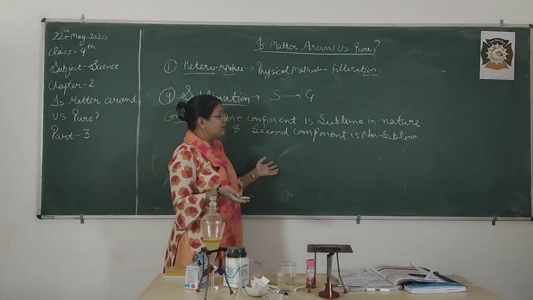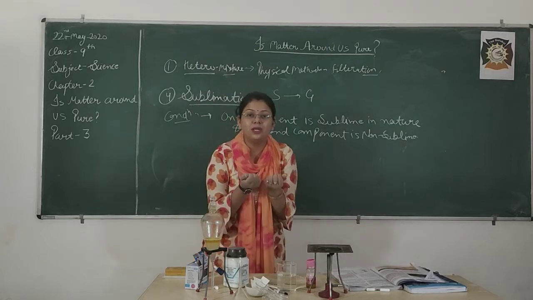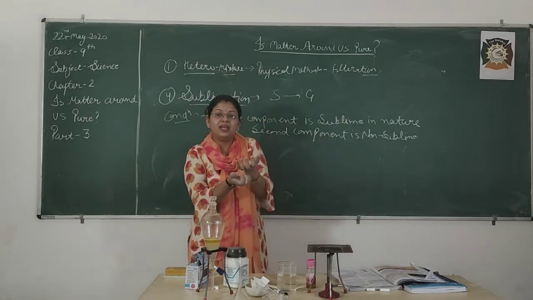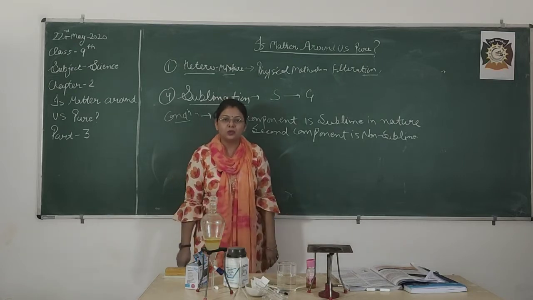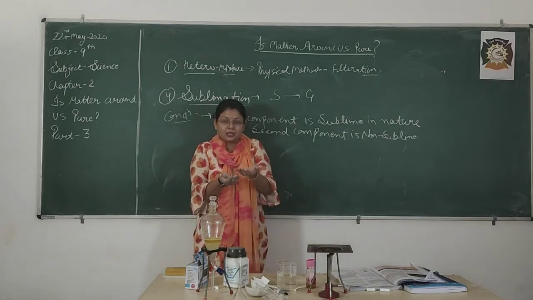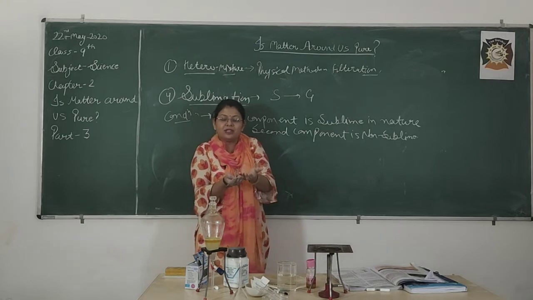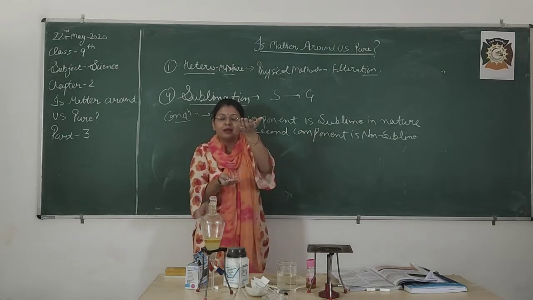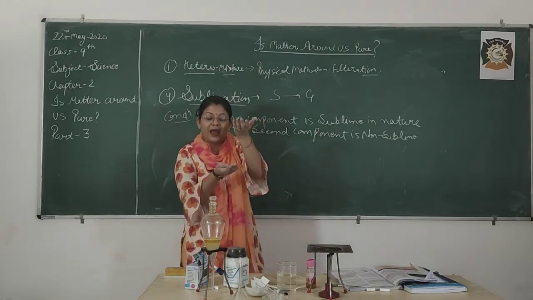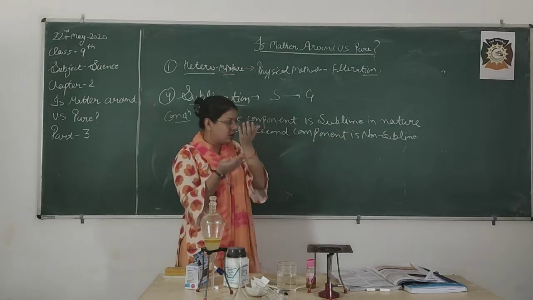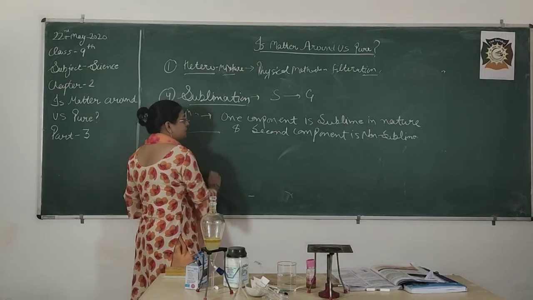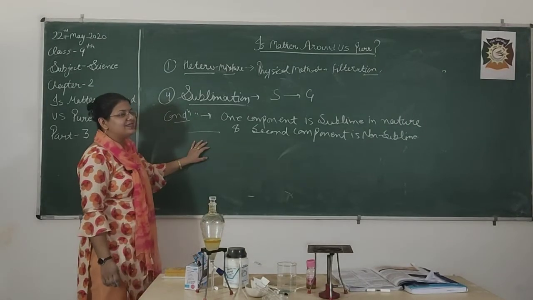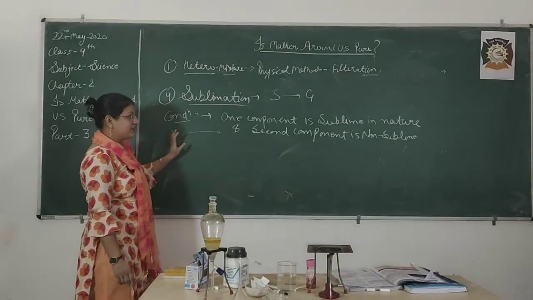Suppose, bachche, both the components are sublime, then on heating they both convert into vapor phase. How are you going to separate the two things? If one is sublime, on heating it changes to its vapor while the other doesn't change into vapor form and remains in that beaker, or you can say in the china dish. So this is about the condition. The main basic funda is the same: sublime and non-sublime.